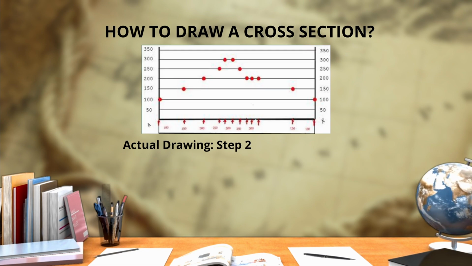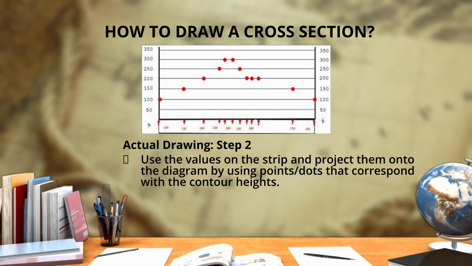Now, the second step is to use the values on the strips and project them onto the diagram by using points, dots that correspond with the contour heights. And it's important that you should also put the contour heights, not just dots, on the baseline.